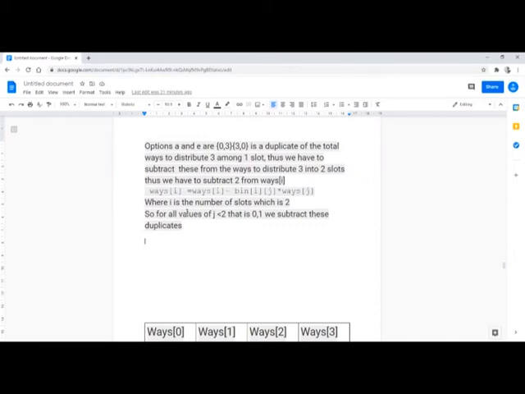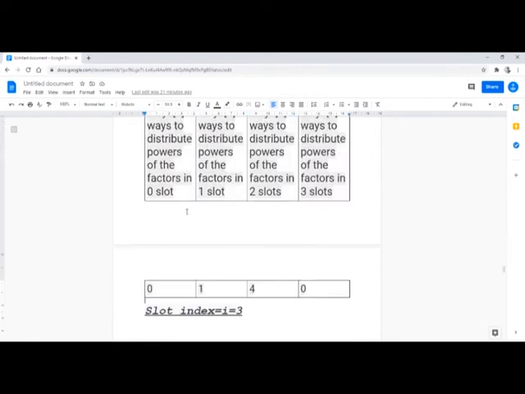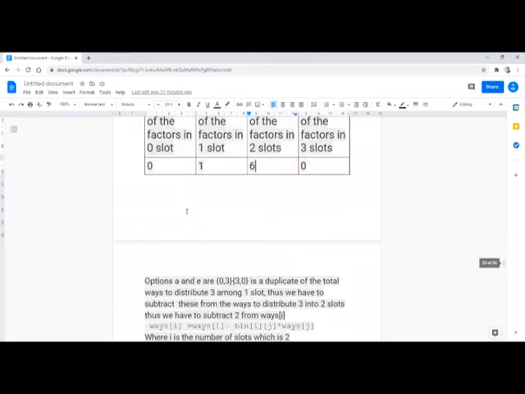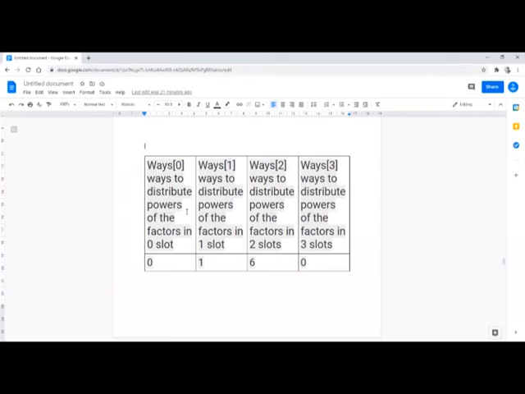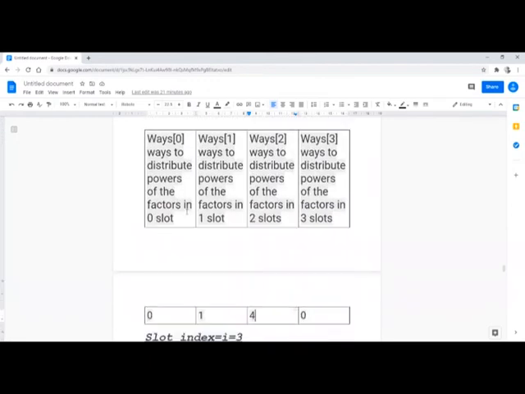Ways of i is equal to ways of i minus binomial coefficient i j multiplied by ways of j, where i is the number of slots, which is 2 here in this case. So for all the values of j where j is less than 2, that is 0 and 1, we have to subtract the duplicates. Before it was 6. The total number of sequences, ways of 2, is 6. Now after subtracting, 6 minus 2 is 4, so we update ways of 2 as 4.